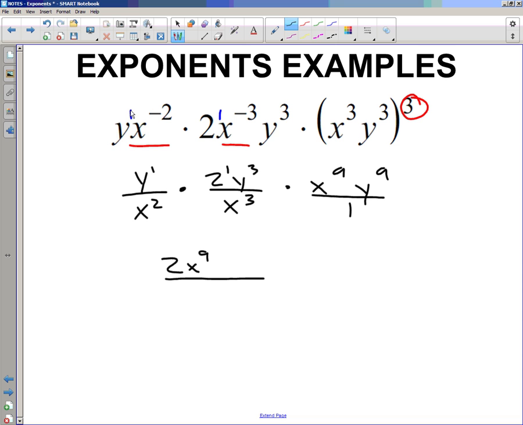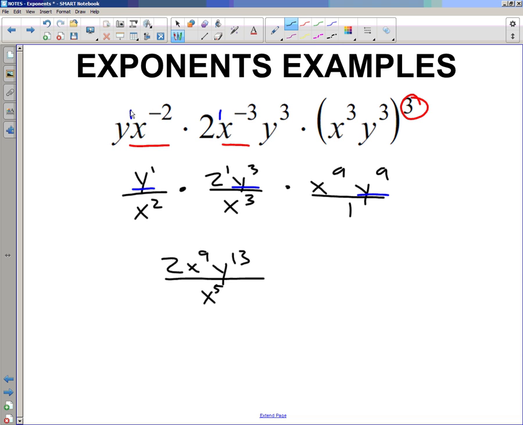We do have several y's going on the top here. We've got a y to the first, a y to the third, and a y to the 9th, and those are all going to get multiplied together. When we multiply together things with the same base, we add the exponents. So we'll be adding 1 plus 3 plus 9, and get y to the 13th. On the bottom, we're multiplying x squared, x cubed, and a 1. And 1's not really going to do anything, so I'll just ignore that. However, we've got x squared and x to the third. Since we're multiplying, we should add the exponents. That's going to give us an x to the 5th.